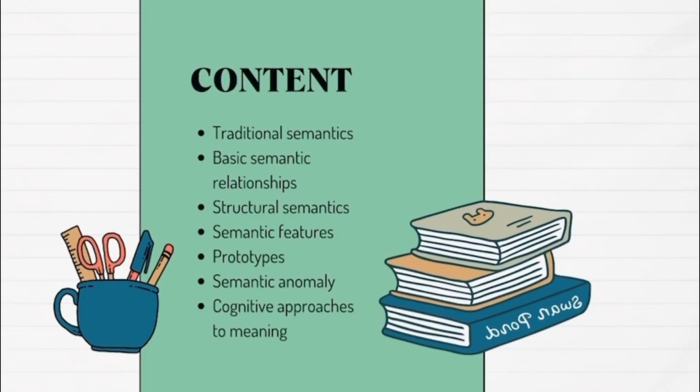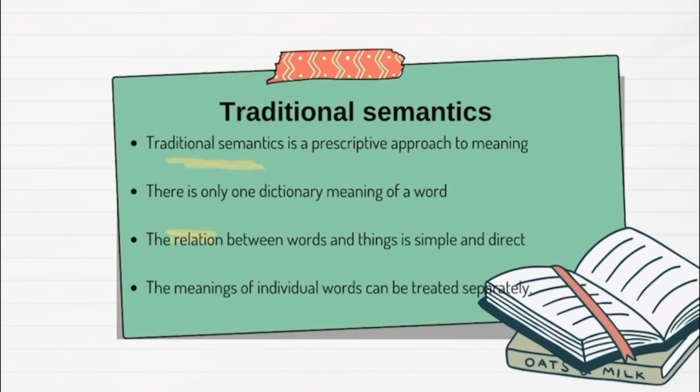In this chapter, we will focus on traditional semantics, basic semantic relationships, structural semantics, semantic features, prototypes, semantic anomaly, and cognitive approaches to meaning. First one, traditional semantics.